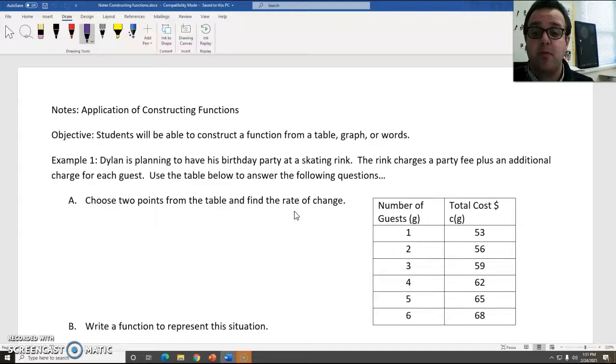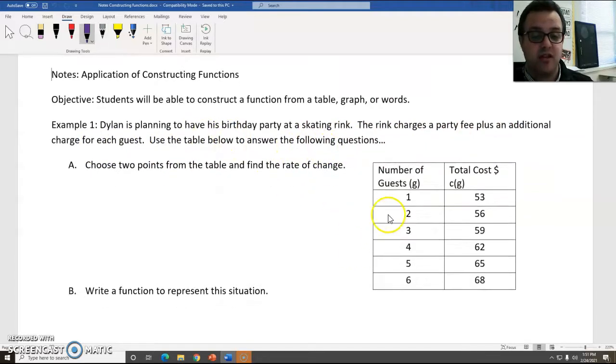So here's our example we're going to go through. Dylan's planning to have his birthday party at a skating rink. The rink charges a party fee plus an additional charge for each guest. We're going to use this table to answer the following questions. So here's a table, and what we're going to do is walk through how we build a function from this table. We actually already know a lot about how to do this.